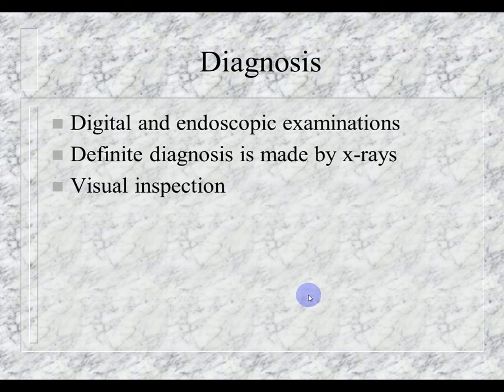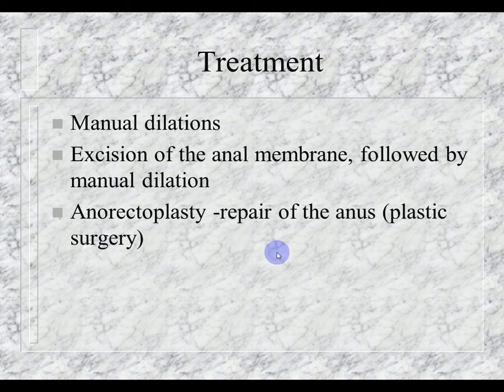So anything from digital and endoscopic exams as far as diagnosis, and of course visual inspection is diagnostic. Treatment, again, manual dilatations, excision of the anal membrane followed by manual dilatations, and then of course if it's a high one, anal rectoplasty surgery, which is repair of the anus in plastic surgery. Now at this time they're also going to repair the fistula.